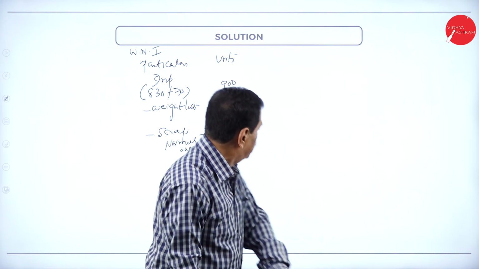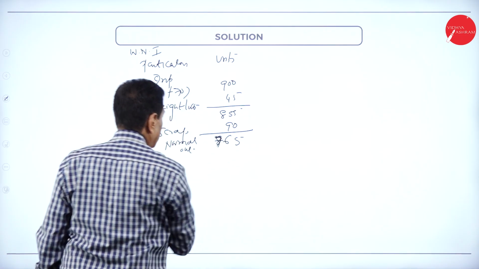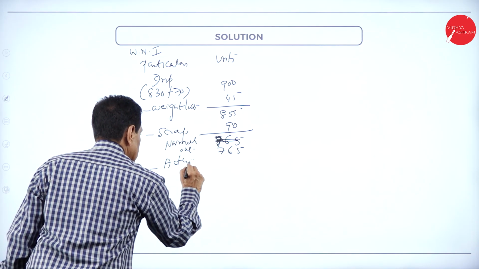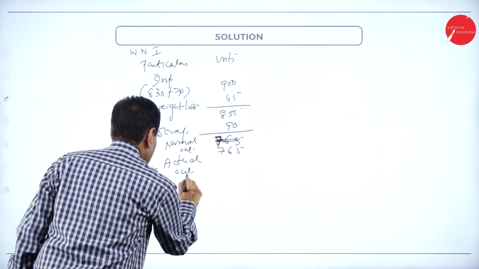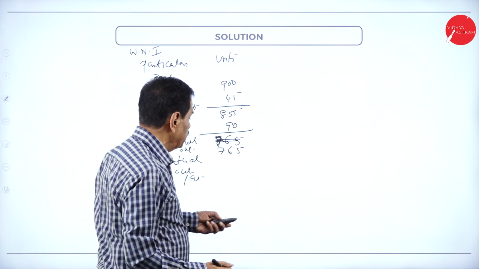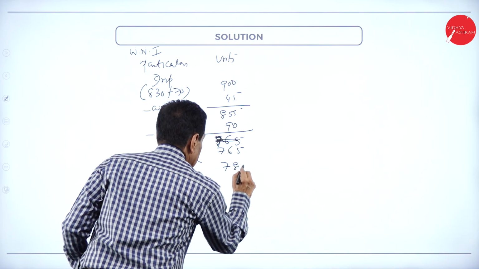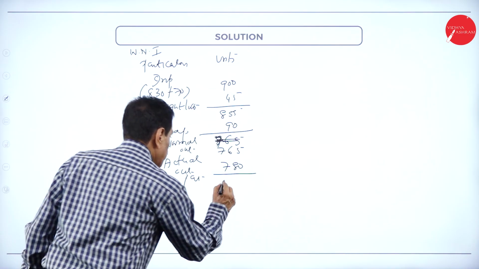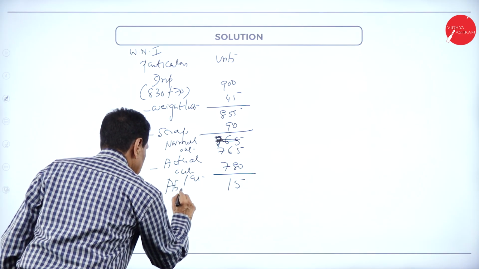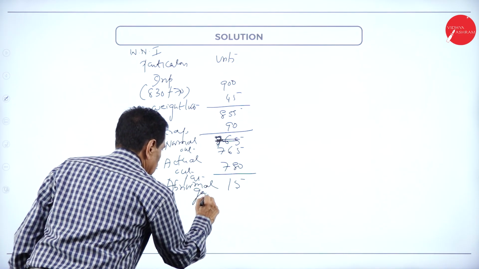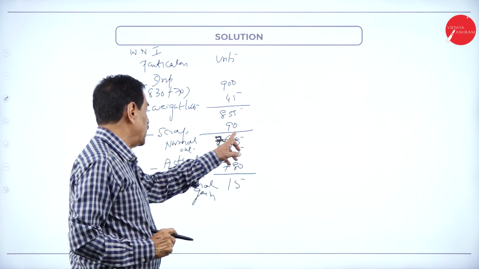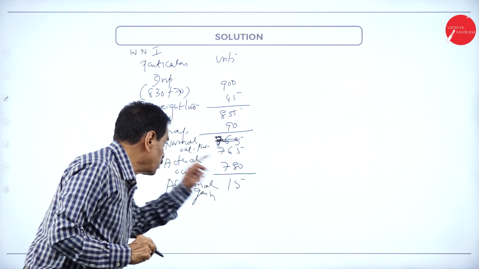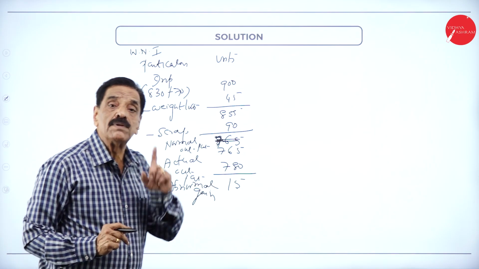So 765, minus actual output. What's your actual output now? 780. More is there. We require how much? 765, but output is 780. How many units more? 15 units, which is called abnormal gain. So 900 minus 45 minus 90 is 765 normal output, but actual output is 780. How much more? 15, which is called abnormal gain.